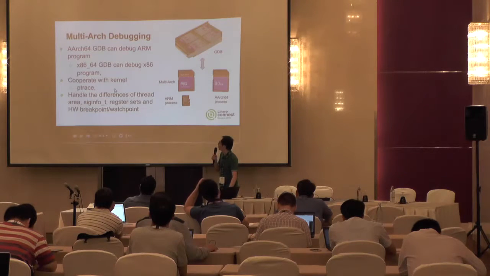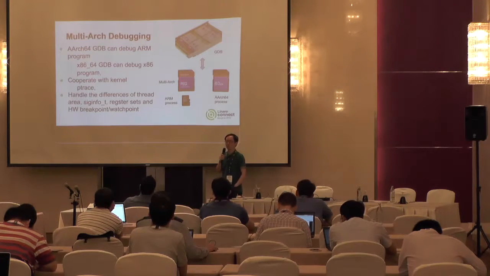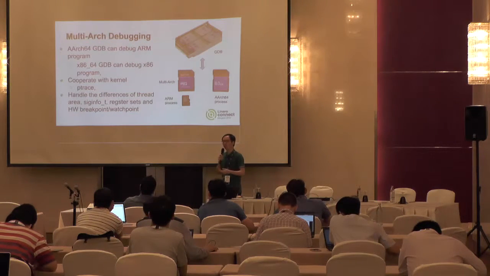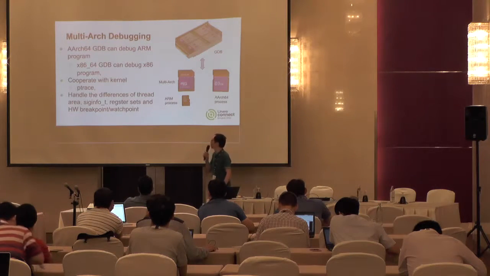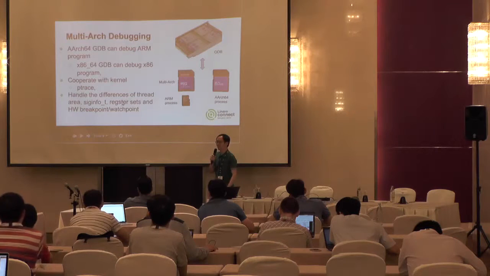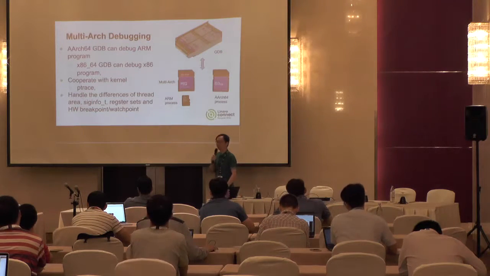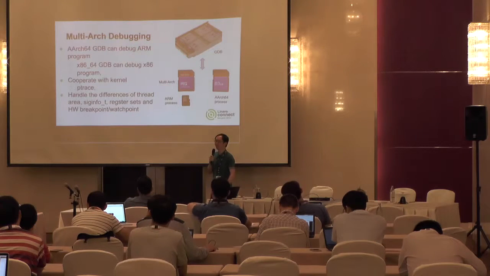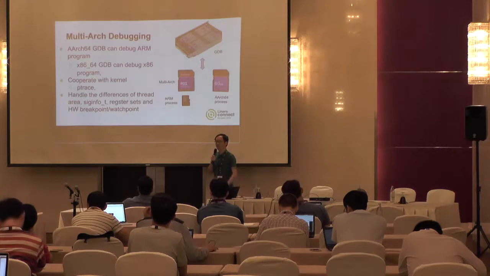There was a lot of work cooperating with the kernel guys. They were very, very helpful in fixing some bugs in the Linux kernel, and exposing some new register sets for me, so that the 64-bit GDB can read the 32-bit registers. You can also get the thread area from the Linux kernel, and the hardware breakpoint and watchpoint. All of those things need kernel support. GDB just reads them and understands them.